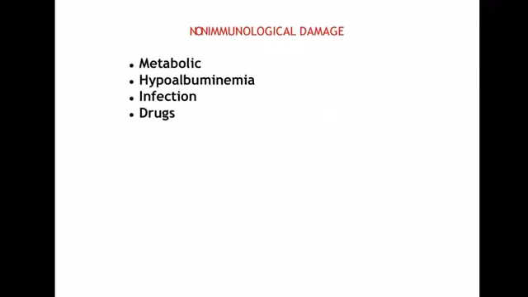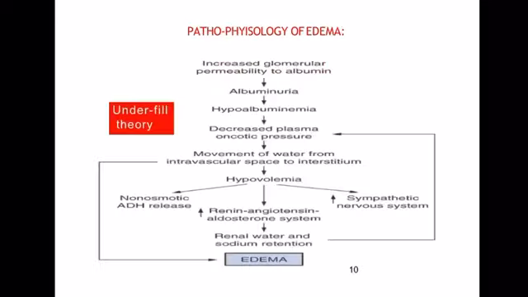Now, what are the non-immunological causes of damage? These are metabolic conditions like diabetic nephropathy, and hypertensive conditions, which also cause damage. Next, hypoalbuminemia itself causes damage. Infections like HBsAg and HIV also cause damage, and so do various drugs. So these are the immunological and non-immunological mechanisms which damage the glomerulus.